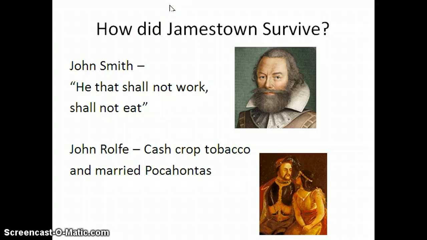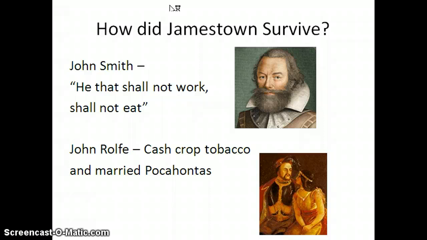How did Jamestown survive? Well, when the colonists first got to the New World, the problem is that everybody was looking for gold, and none of the settlers were actually trying to make a start of Jamestown, or agriculture, or building. John Smith actually stepped in, and he instituted a motto: "He that shall not work shall not eat." John Smith helped save Jamestown. So he encouraged the settlers to actually build homes and to cultivate the land in order to survive.